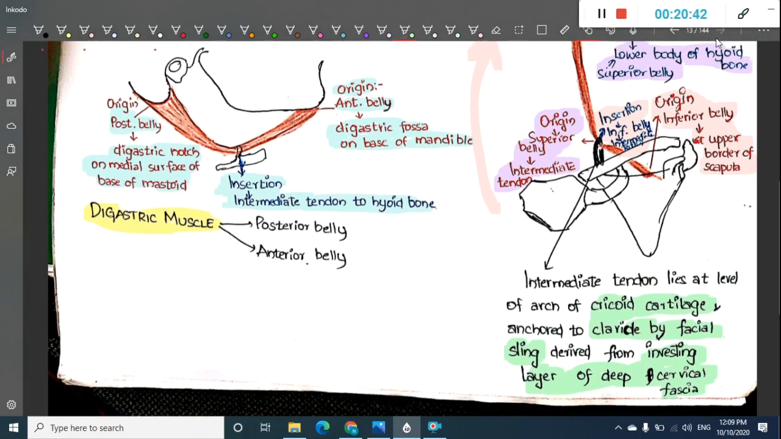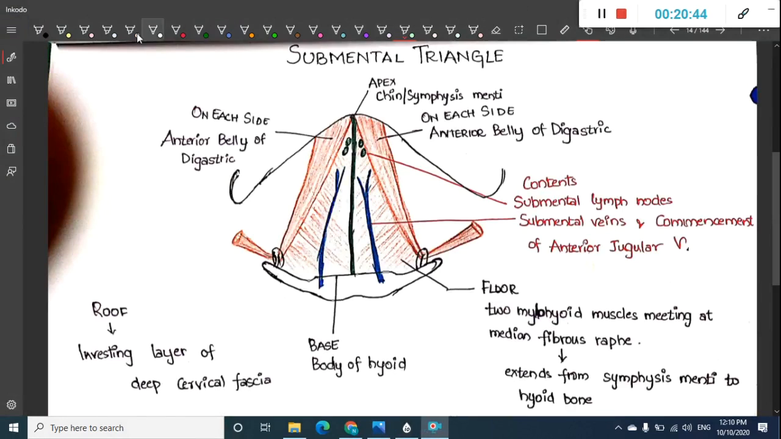Next we see the triangles. The first triangle is the submental triangle, which is a part of the anterior triangle. What are the boundaries of the submental triangle? The apex is formed by the chin or symphysis menti.